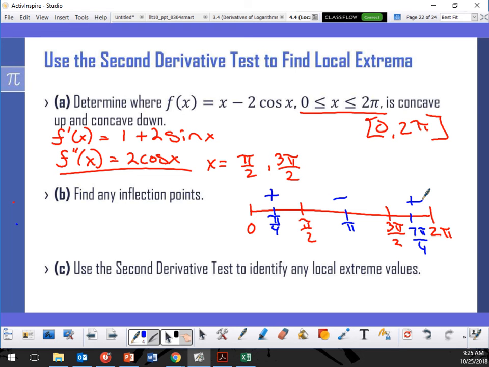If it's negative, it is concave down, right? So we have points of inflection. It is changing concavity here, right? Okay, so I have those inflection points. And the second derivative test, any local extreme.